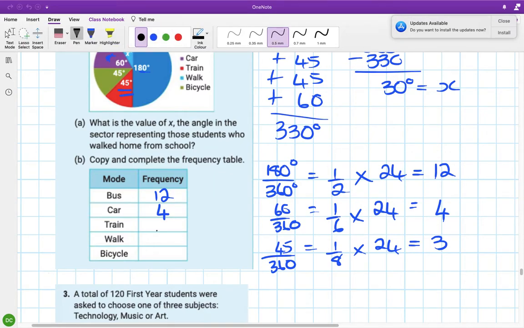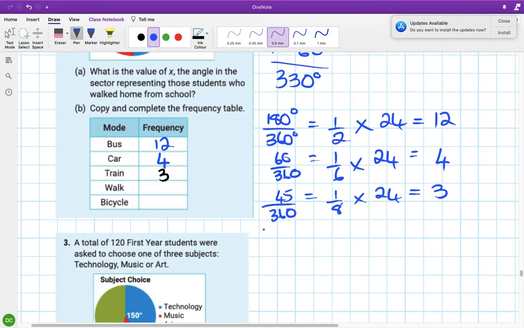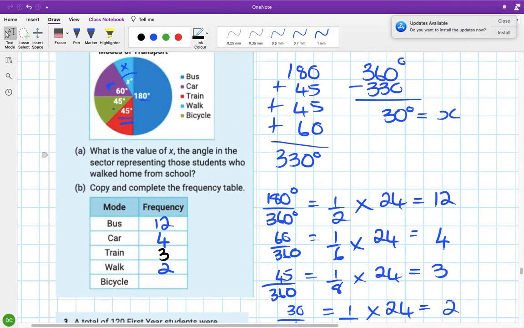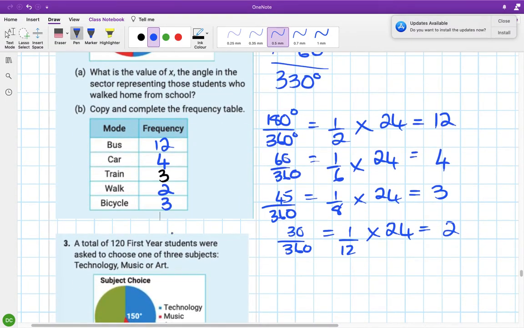Okay, so we said 3. Oh, pen changed colour. Anyway, walking. Walking was the light blue that we figured out up here to be 30 degrees. So 30 degrees as a fraction of the full circle is a 12th of the circle. So a 12th of 24 is 2 people. And then bicycle is green, which is 45. So that's the same as the red one, which was train. So that's also 3. So if we add them up, 12, 4, 3, 2, and 3, yeah, that makes 24. That makes sense?